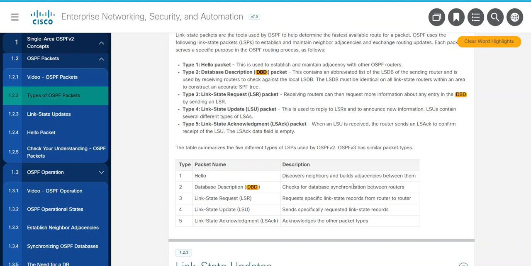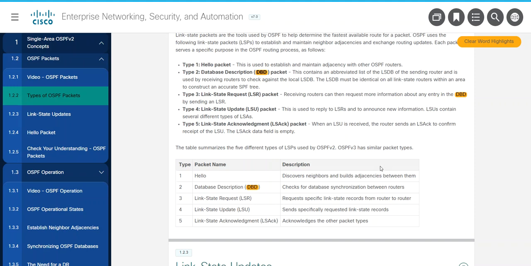Your database description packet, or abbreviated as DBD. This is an abbreviated list of your devices. It's checking for the database synchronization between the different devices. So an abbreviated list of your link state database packets.